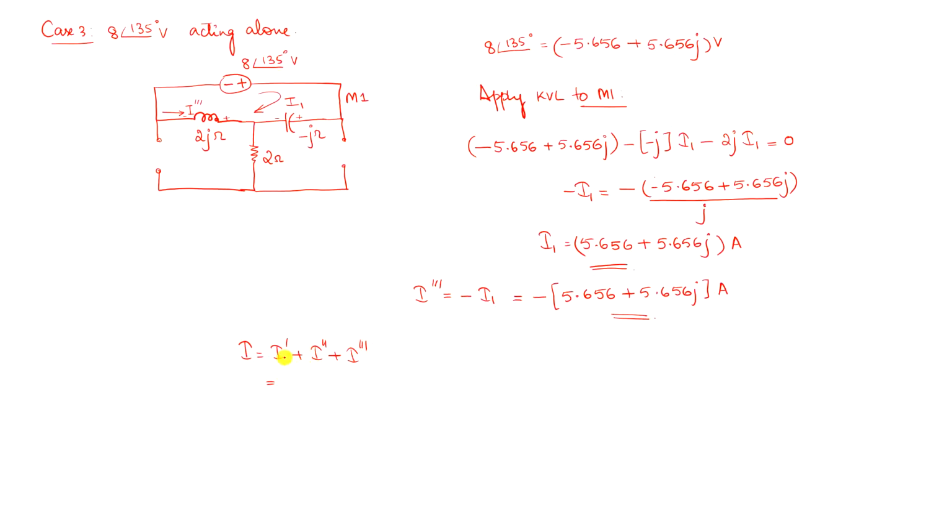I dash, we got it as minus 2 amps. I dash is minus 2 amps, I double dash is minus 2J, I triple dash is minus 5.656 plus 5.656 J. So the value of I will be equal to, compute quickly and tell me the answer, minus 7.656 minus 7.656 J. Imaginary terms and real terms are added.